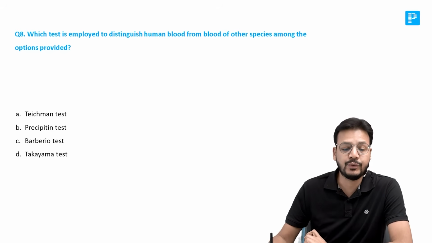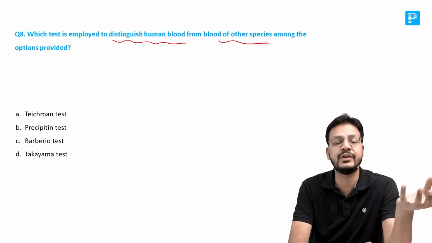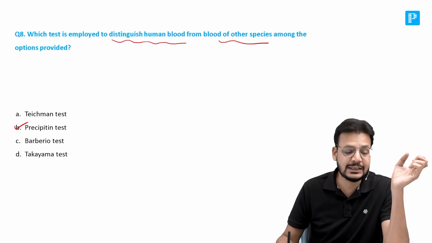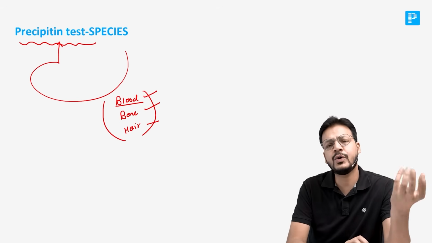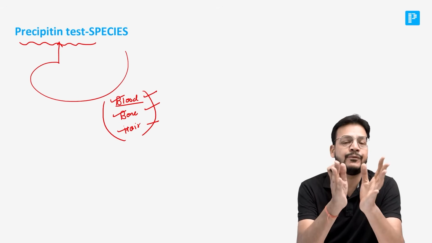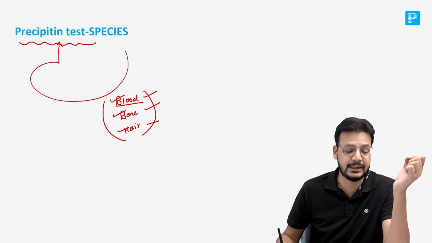Which test is employed to distinguish human blood from blood of other species? Means if you want to distinguish the blood from human to other animal, the test is precipitin test. And it is not only for blood, my dear friend, any bones, hair, semen analysis. If you want to differentiate human from other species, we will do precipitin test.